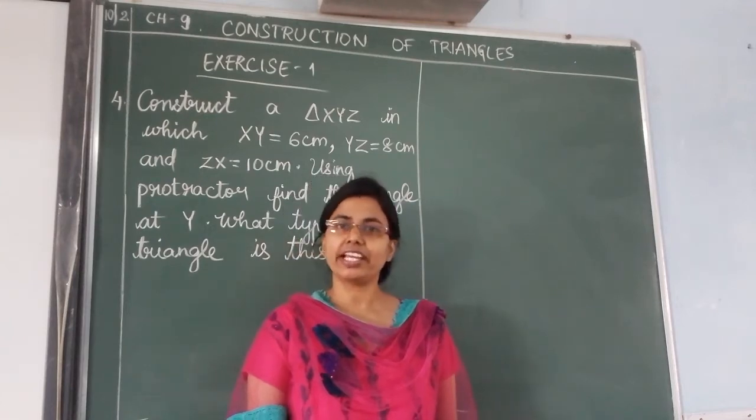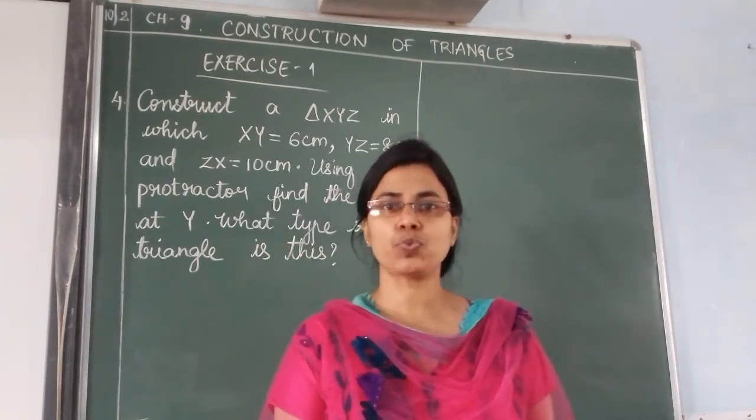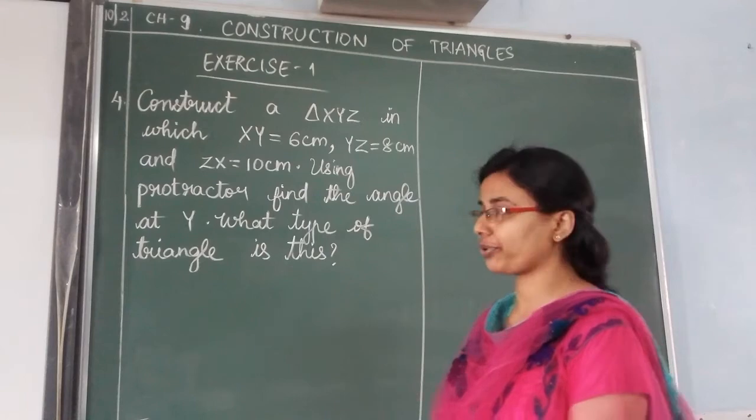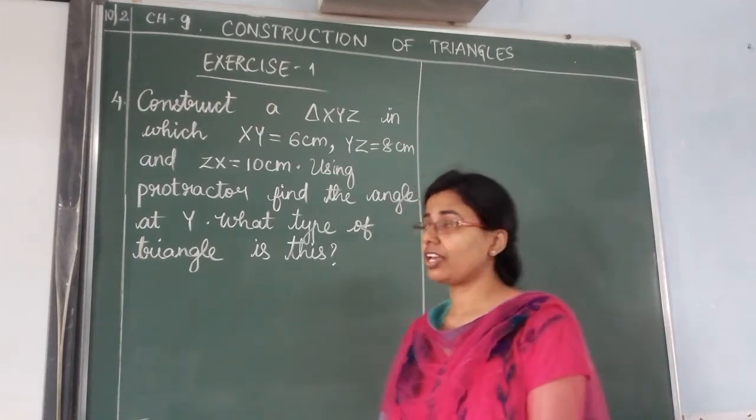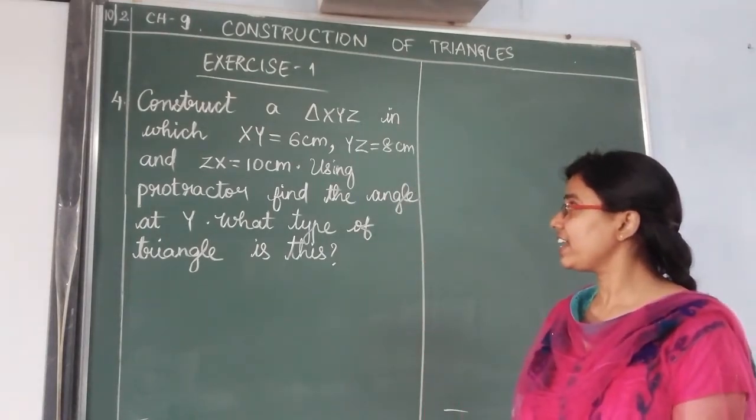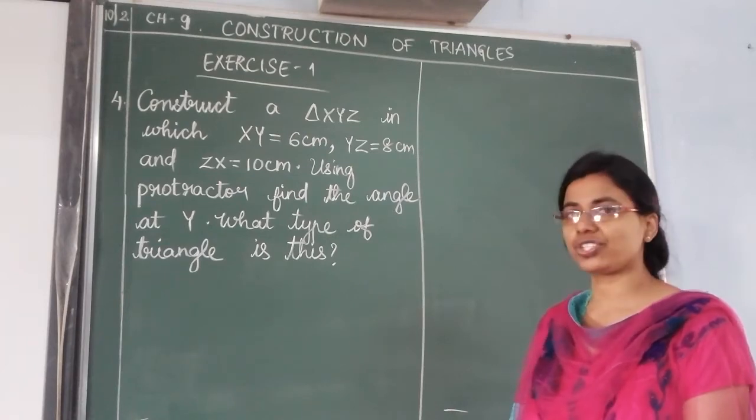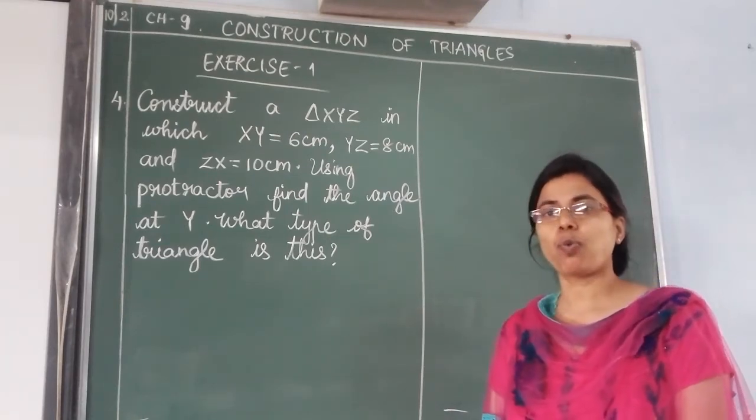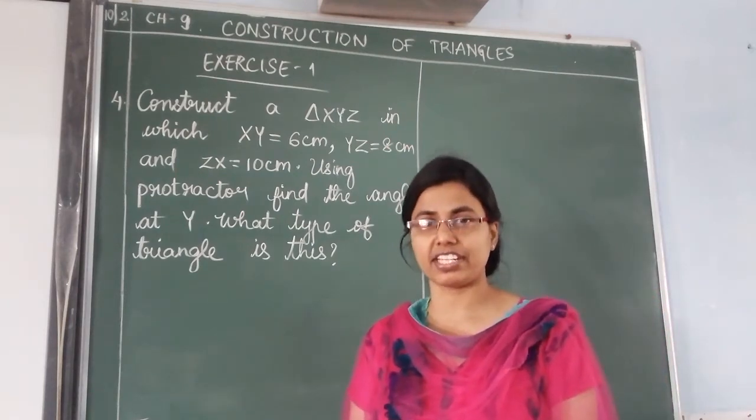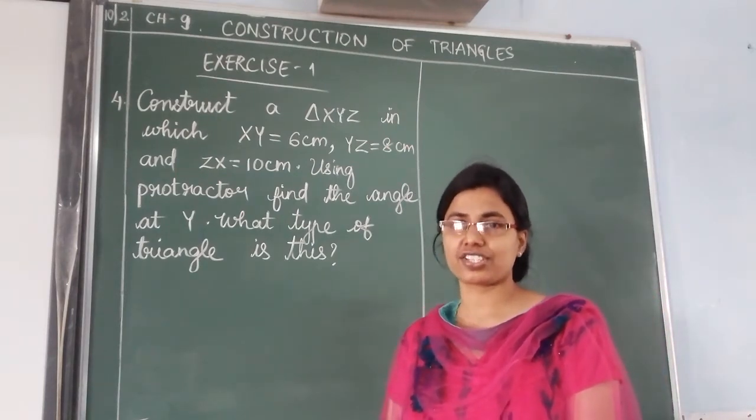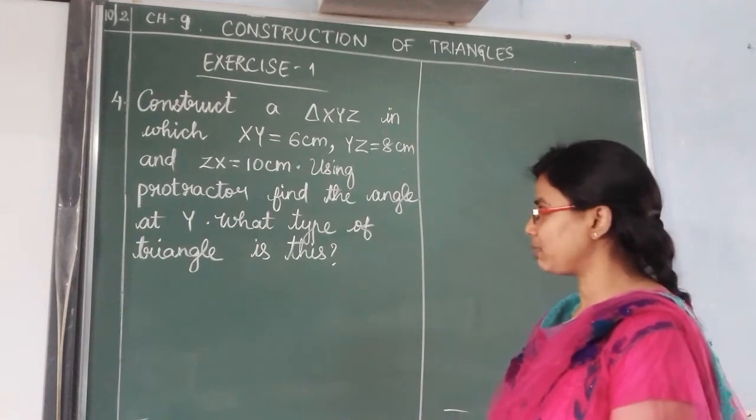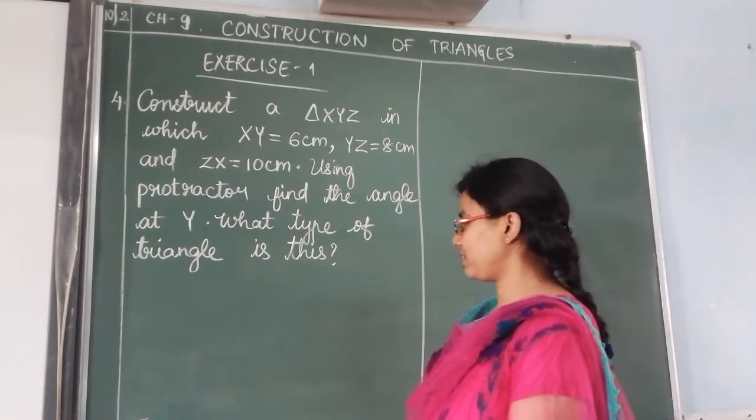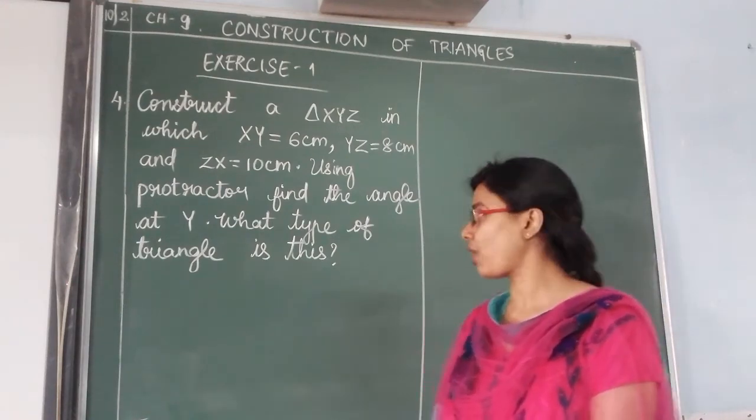Okay. Today let us continue with exercise 1 and problem 4. Let's read the question. Construct a triangle XYZ in which XY is equal to 6 centimeters, YZ is equal to 8 centimeters and ZX is equal to 10 centimeters. Using protractor, find the angle at Y.